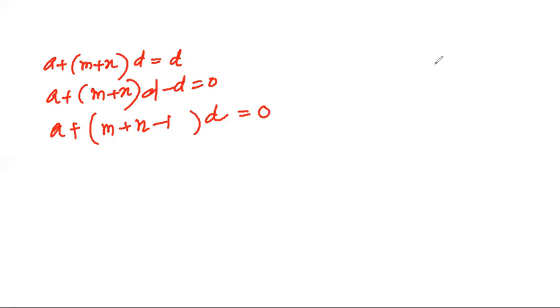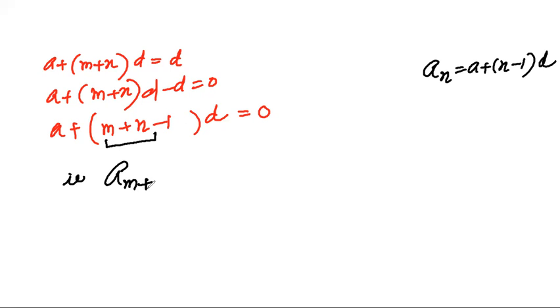Recall the idea of nth term. We know that the nth term is given by An equal to A plus (N minus 1) into D. Here, instead of N, we got M plus N. So if A plus (N minus 1)D is equal to An, the nth term, then A plus (M plus N minus 1)D will be equal to A(M plus N), that is the (M plus N)th term. We simply proved that it is equal to 0.